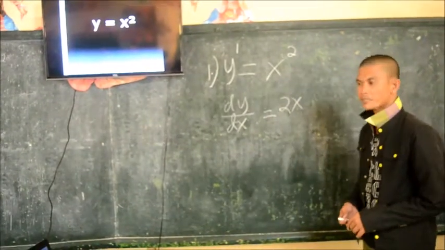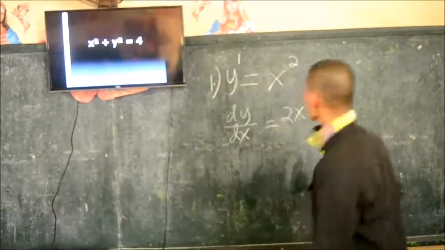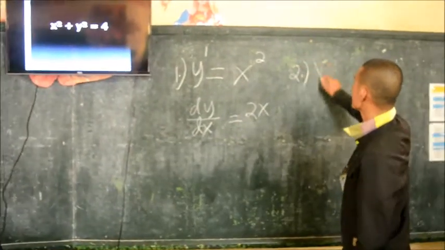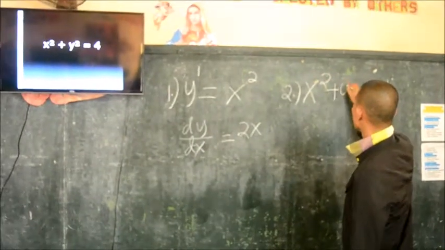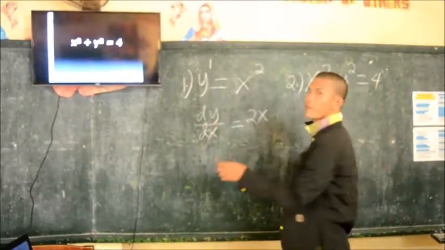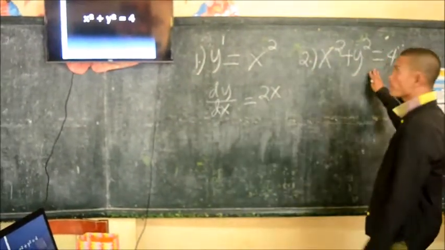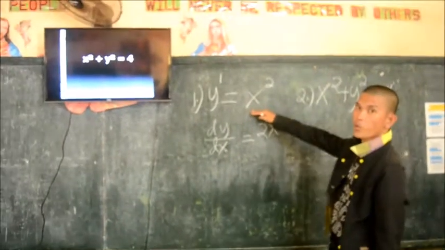Okay, next, let us take example number 2. Example number 2 is x squared plus y squared is equal to 4. In our first example, we have only one variable on the left part of the equation, and the right part is also one variable.